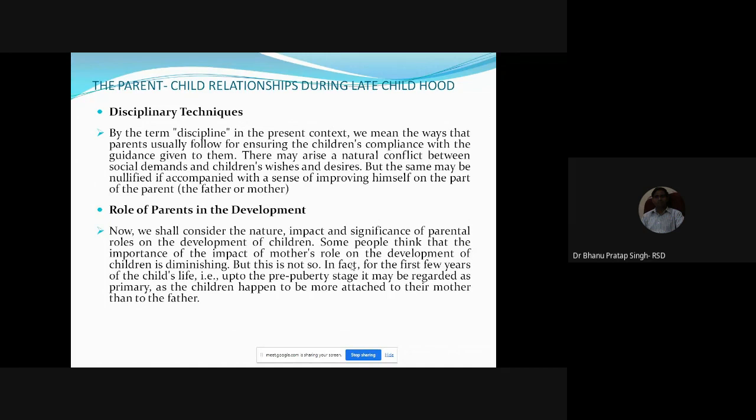In fact, for the first few years of the child's life, even up to the pre-puberty stage, it may be regarded as primary, as the children happen to be more attached to their mother. That's why mothers are always considered the first teacher of the child, and home is the first school of the child. Next.